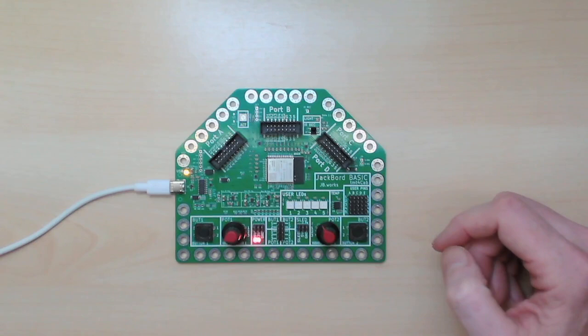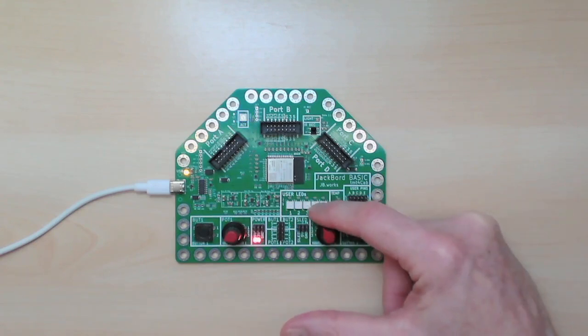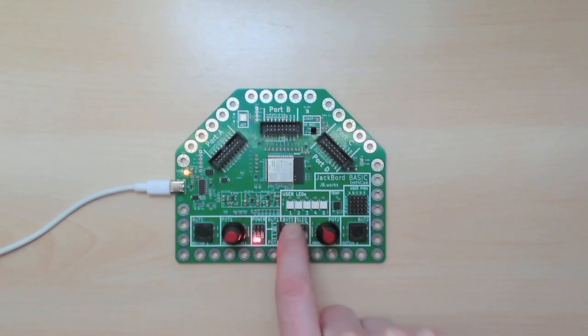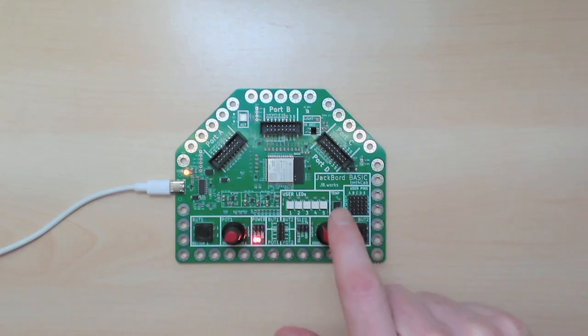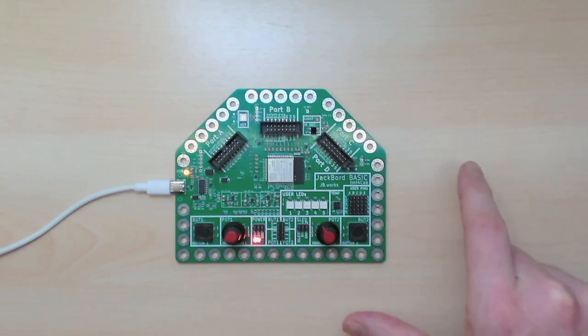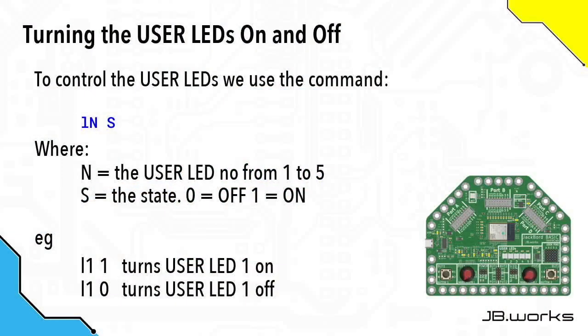The user LEDs on the JackBord BASIC are these 5 RGB LEDs here. And the reason they're called RGB LEDs is because you can change the colors of them from the command line. To control the user LEDs, we use the command here, L N underscore S, where the capital N is the number of the user LED we want to control from 1 to 5, and the capital S is the state, where 0 is off and 1 is on. So for example, if we wanted to turn on user LED number 1, at the command line we would type L1_1, and then to turn it off, it would be L1_0.